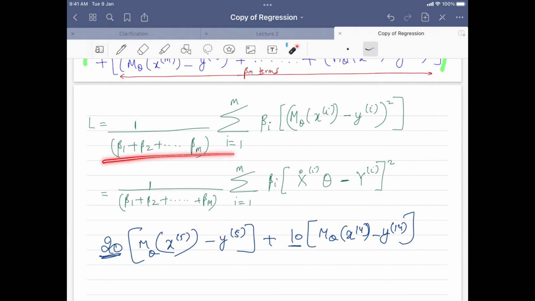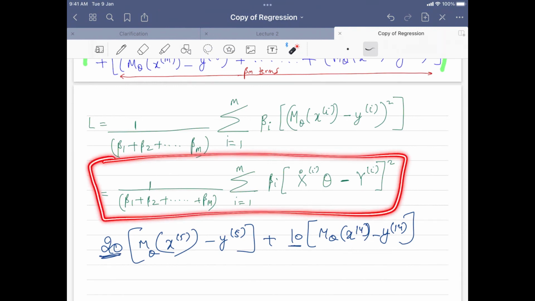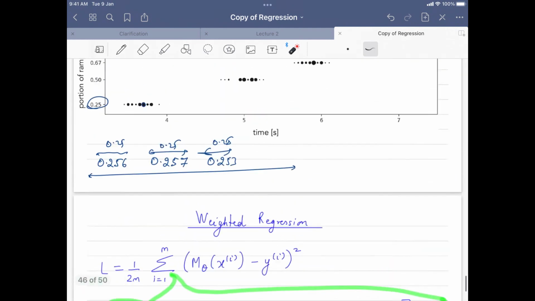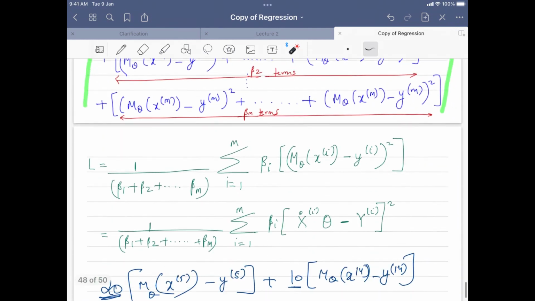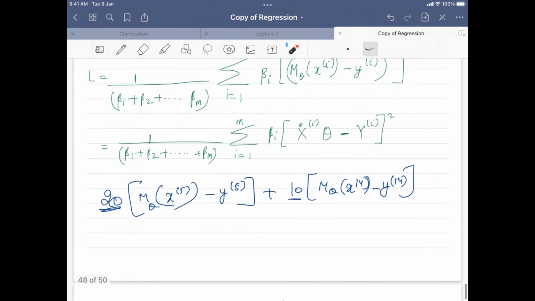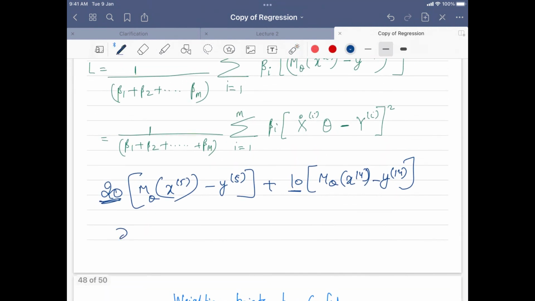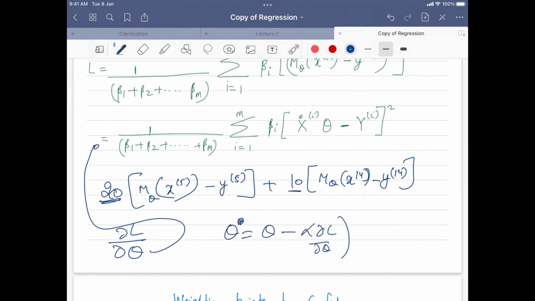So here you have the complete expression for the loss function for samples which have duplicacy in the values. Then you can take the derivative of the loss with respect to theta for this modified loss function, and you can get the answers. And then you can use gradient descent to do the updates.